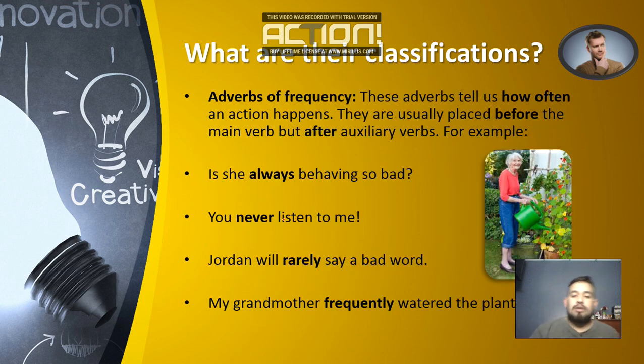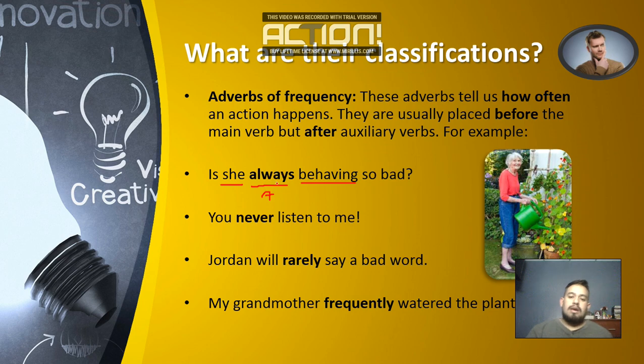Adverbs of frequency. As the name says, these adverbs tell us how often an action happens. They are usually placed before the main verb but after auxiliary verbs. For example, is she always behaving so bad? Here is our main verb and here is our auxiliary verb. So, following the rules, here is our adverb.